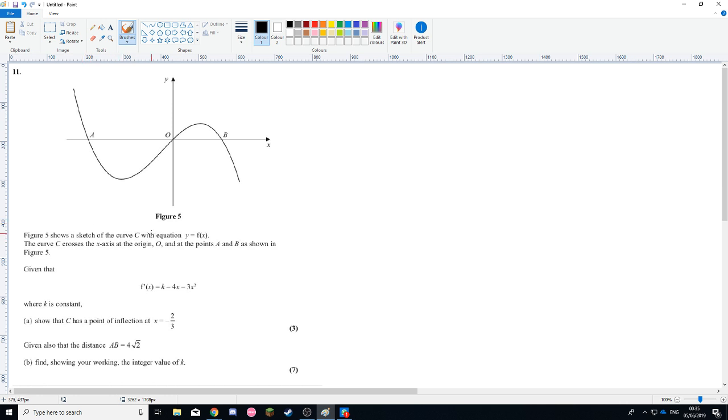Figure 5 shows the sketch of the curve C with equation y equals f of x. The curve C crosses the x-axis at the origin, so x is a factor, and at the points A and B shown in the figure. Given that f prime of x is k minus 4x minus 3x squared, show that C has a point of inflection at x equals minus 2 over 3.